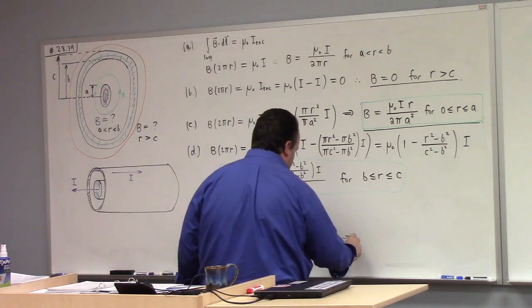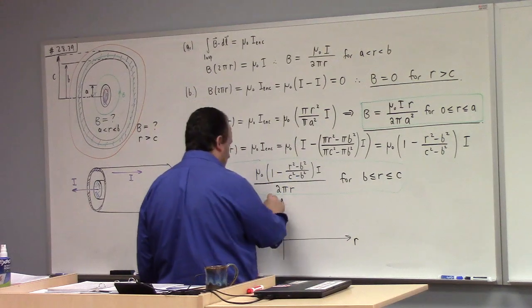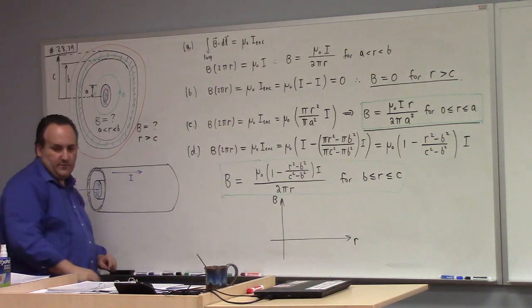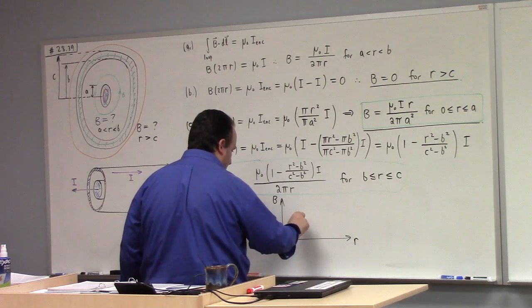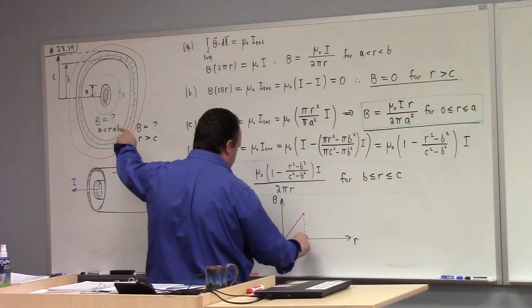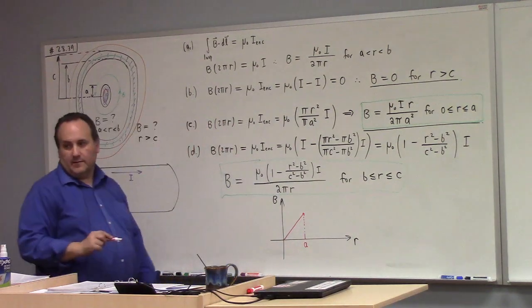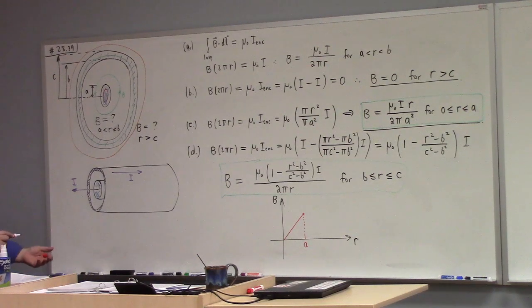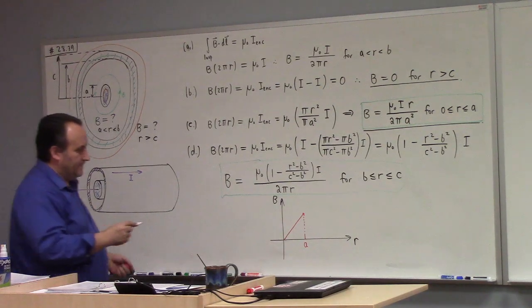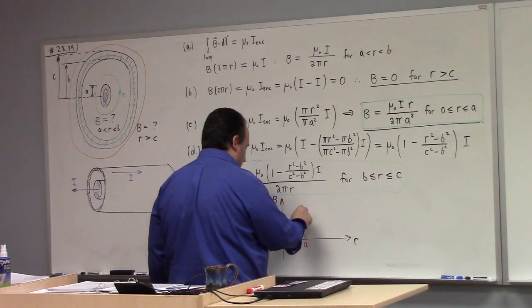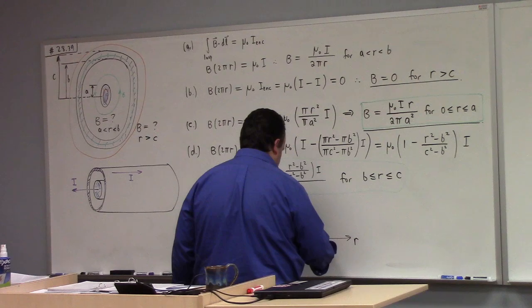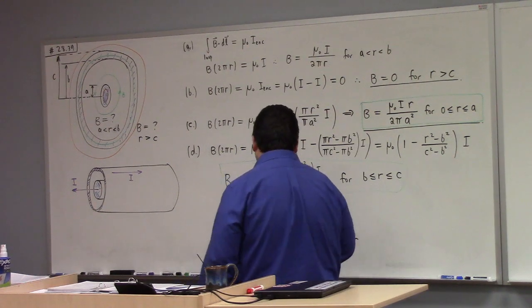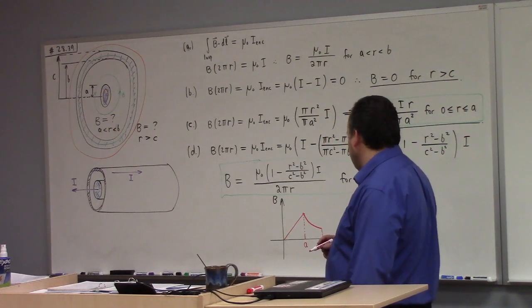So if we draw the magnetic field versus radius, we start at 0, right? We start at 0, and what happens? It linearly increases up to this value right here at radius A. At radius A, it's as big as it gets, I think, which is mu naught I over 2 pi A. And then it reciprocally reduces, like that, until you get to radius B. And then what happens?